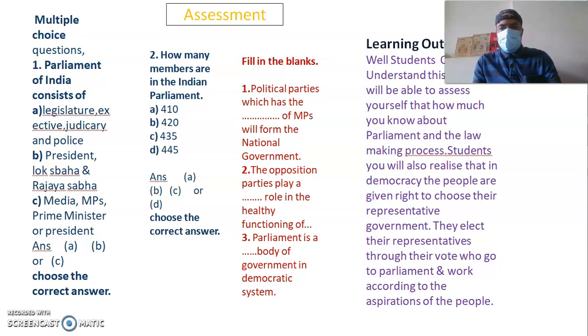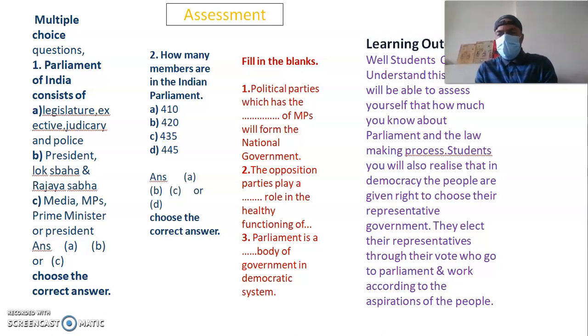Now, another portion is fill in the blanks. The political party which has the blank of MPs will form the national government. Second, the opposition parties play a blank role in the healthy functioning of blank. Parliament is a blank body of government in a democratic system. You have to fill in the appropriate answers in these spaces.